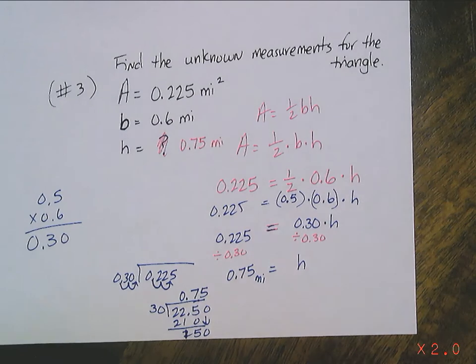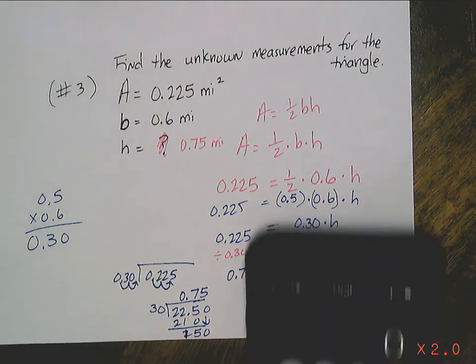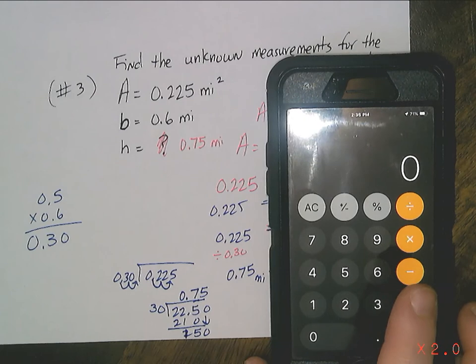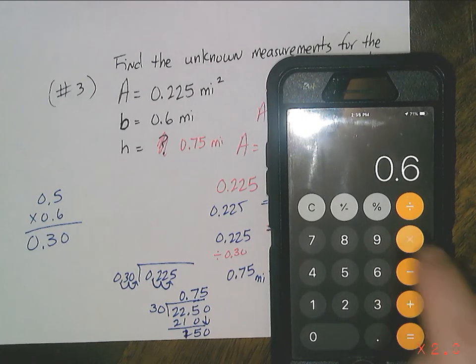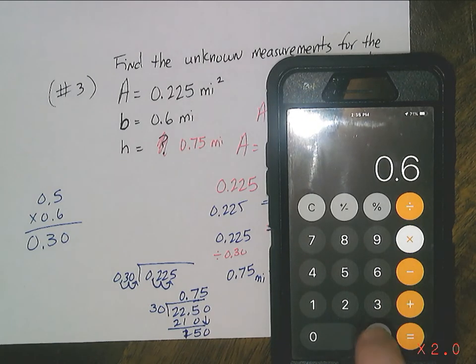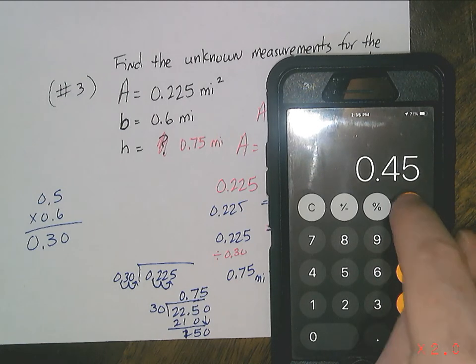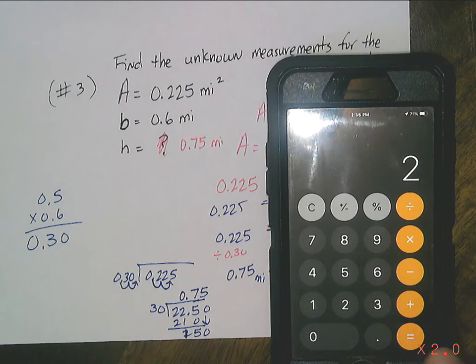And if you ever want to check it to make sure you got it correct, and I don't usually encourage 6th graders to use the calculator, but if you want to use the calculator, check it. Simply go to the calculator and multiply them. So 0.6 times 0.75 equals, and then divide that by 2, because it's 1/2, right? And we end up with our answer. So that's how you check it.